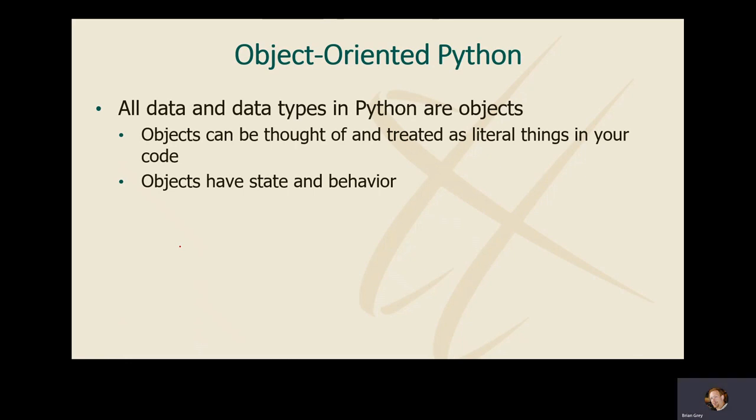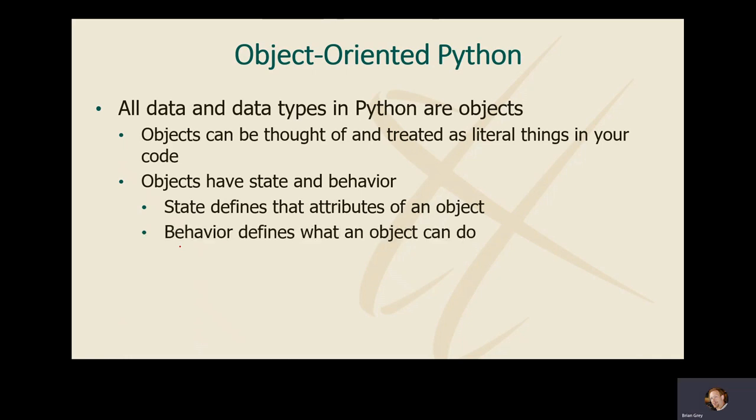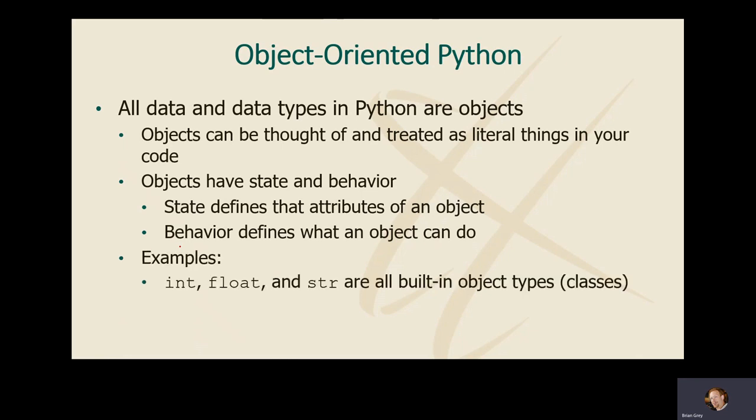And we can continue thinking about this in terms of parts of speech. State defines the attributes of an object. The state are the adjectives. Behavior are what an object can do. Those are your verbs. So, for example, int and float and string are all built-in data types. These are all classes in Python that you can create objects from.